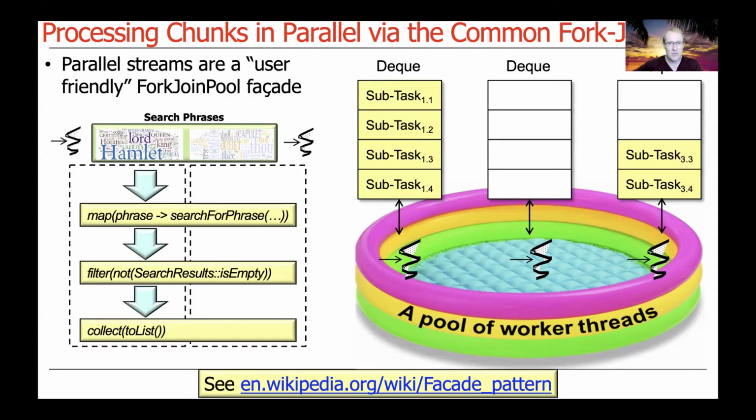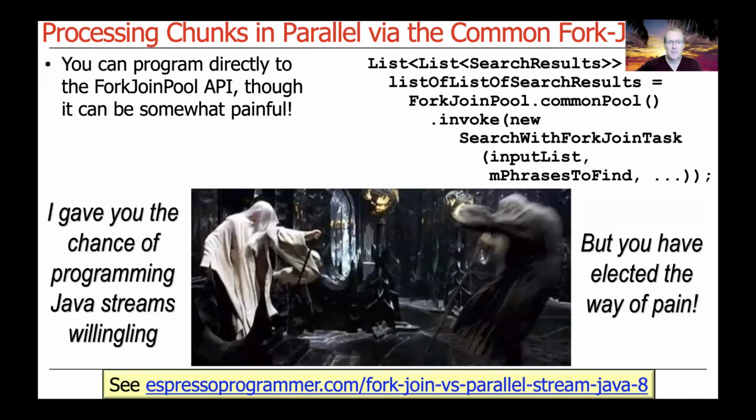Facade is basically just a kind of wrapper around something complicated to give you a simpler interface. It is possible, of course, to program with the fork join API directly if you want to, although it's painful, and in many cases, it doesn't actually give you a win in terms of performance. And I'll show you that a little bit later. We'll definitely talk a lot about that when we talk about the fork join pool in my concurrent object-oriented programming class. But as a general rule of thumb, it's not worth programming with the fork join pool.